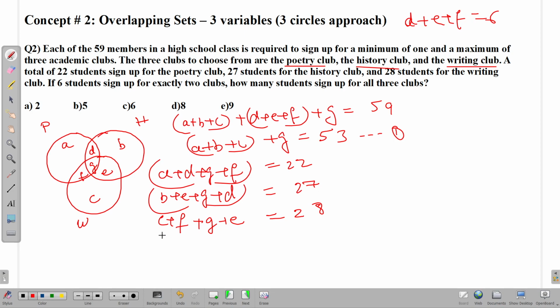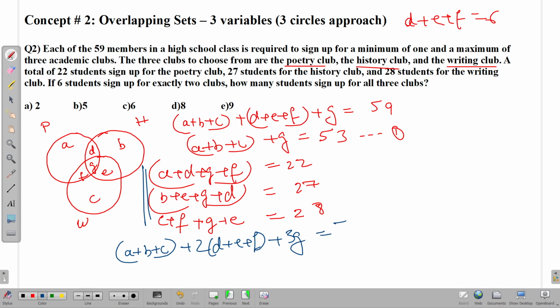Can I add all of these? If I add this, I will come back to my original equation, but with 2D plus E plus F plus 3G, right? Instead of D plus E plus F, we'll have a multiplier before that, okay? So let us add these three equations. Very simple. So I have A plus B plus C plus 2 times D plus E plus F plus 3G.